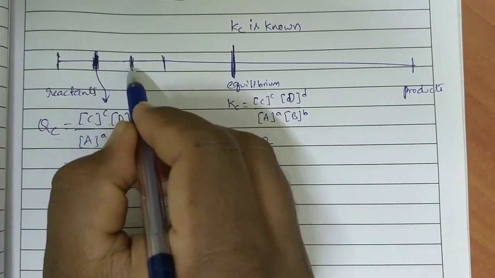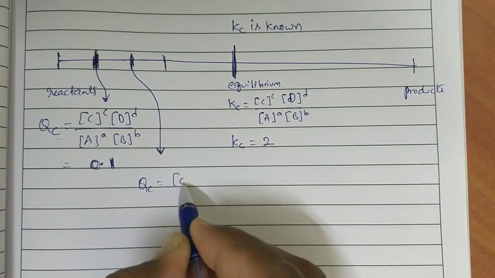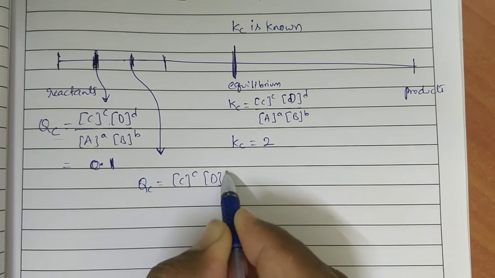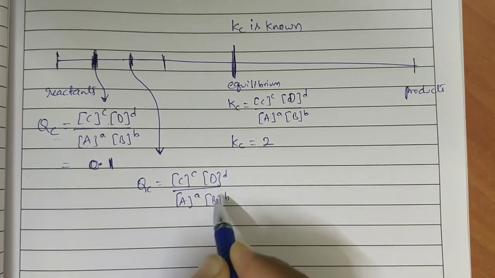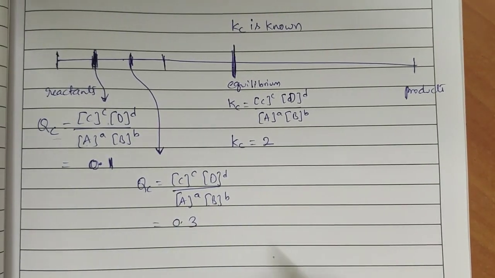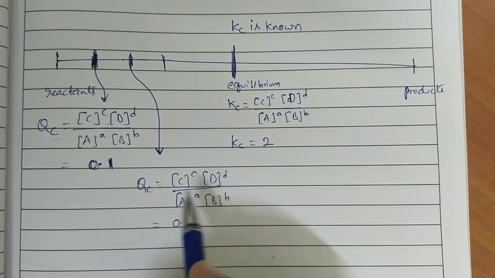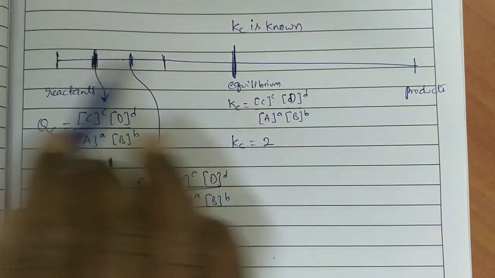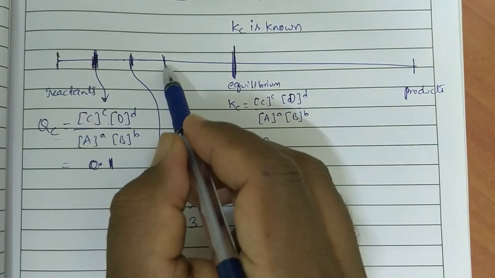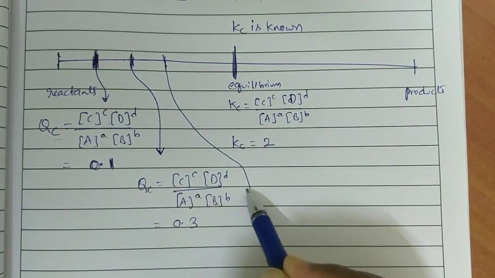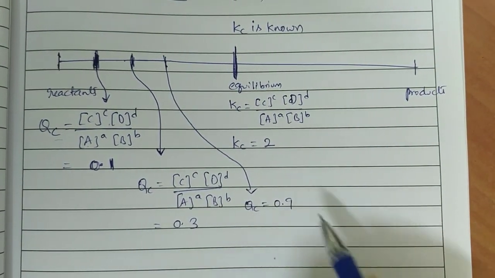Suppose at this point of time I applied the same formula and got Qc equal to concentration of C power c into concentration of D power d divided by concentration of A power a into concentration of B power b as 0.3. Then also I understood that it did not attain the value 2. That means some more time is needed for the reaction to take place to form equilibrium. Next, at this point of time I observed the Qc value, and I got it as 0.9.